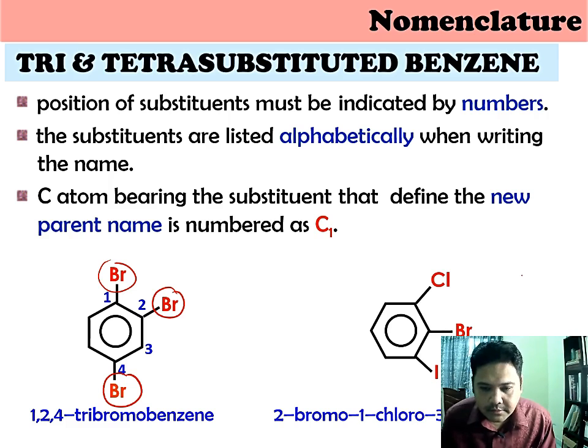And if we have one like this, still halogen groups but with different alphabet, the first rule should be the lowest numbers, but the numbering must start from chlorine because of the alphabet, C. 1, 2, 3. That's why we get 2-bromo-1-chloro-3-iodobenzene.